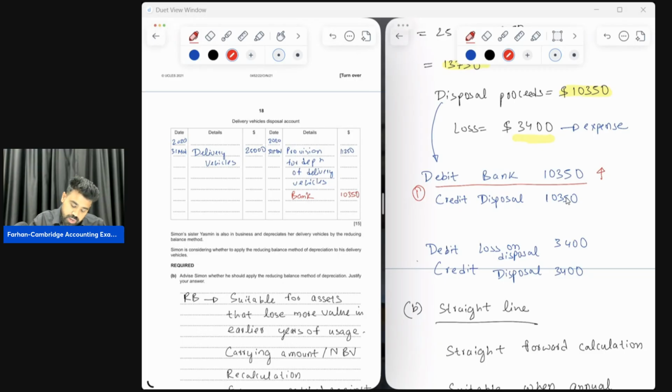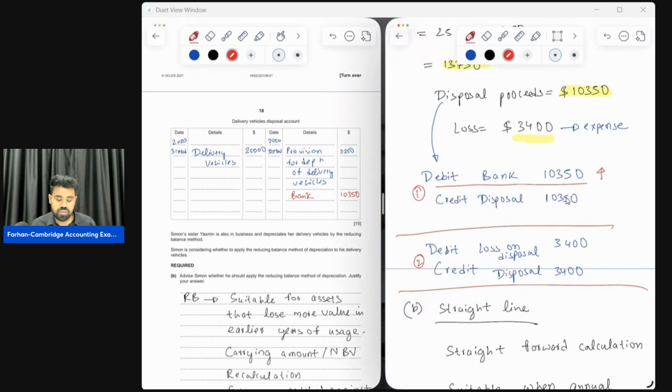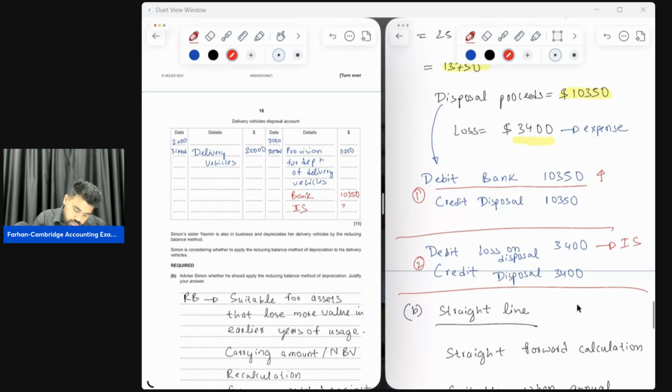And then we have a second set of journal entry where we understand that we have made a loss, and all losses are expenses, and all expenses are to be always debited. So we debit the loss on disposal, right? And simultaneously, we would be crediting the disposal account. The loss on disposal is an expense account, which is obviously going to be reported in the income statement. So in the disposal account, what you can write on the credit side as the relevant cross-reference in the details column is income statement, which is basically referring to the fact that you have made some kind of loss, all right? And that would be $3,400.